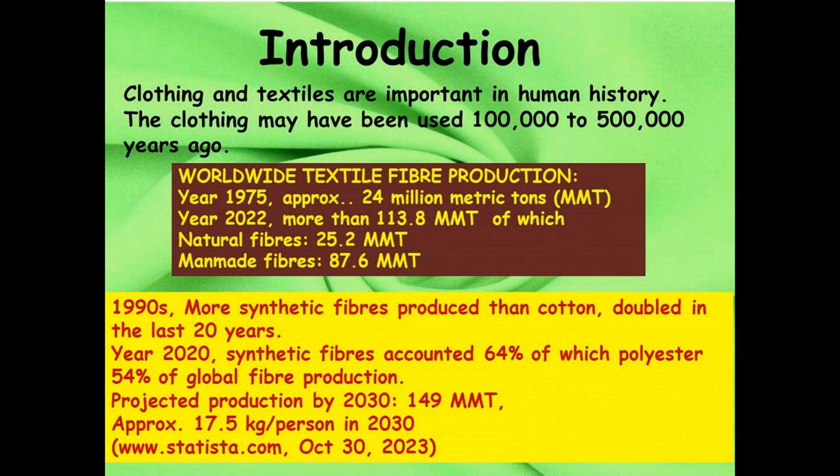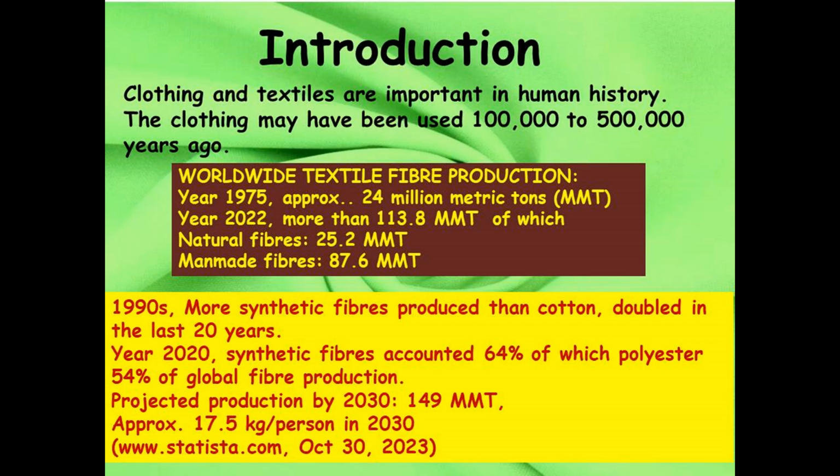Introduction. Clothing and textile are important in human history. Clothing may have been used 0.1 to 0.5 million years ago. Worldwide textile production in the year 1975 was approximately 24 million metric tons, and in the year 2020 it increased to more than 113.8 million metric tons, of which natural fiber production was 25.2 MMT and man-made fiber production was 87.6 MMT.